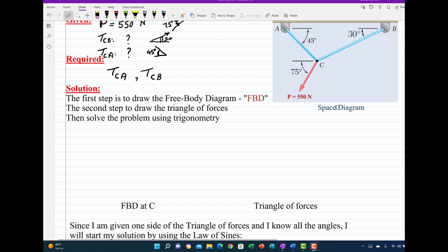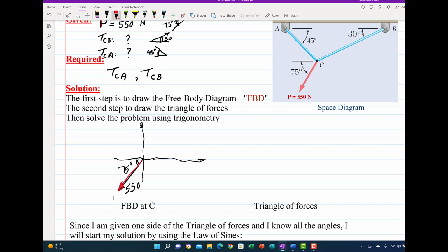So to draw the free body diagram, I'm going to say, okay, here is point C, and at this point I have a force which is 550, making an angle with the horizontal of 75 degrees. This is X and this is Y. Now the next force is what? Let me do it in red. So I have this force.